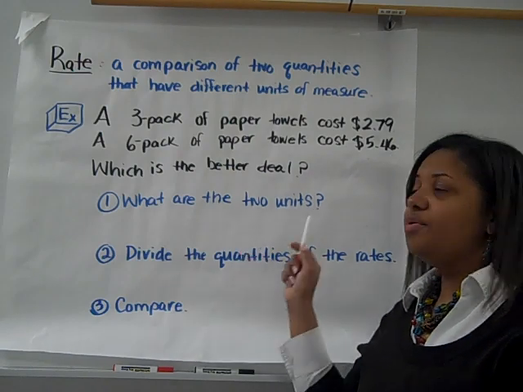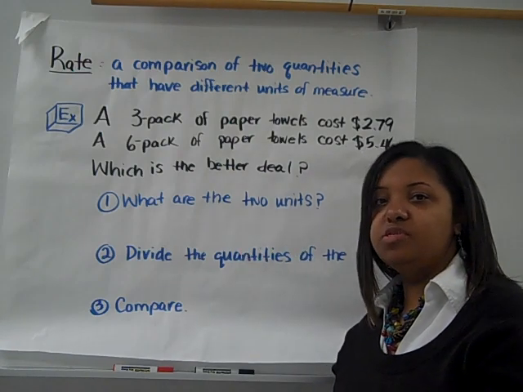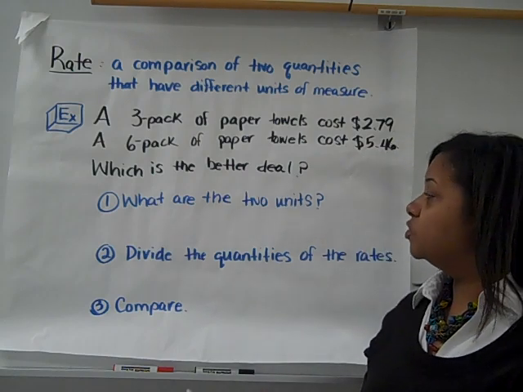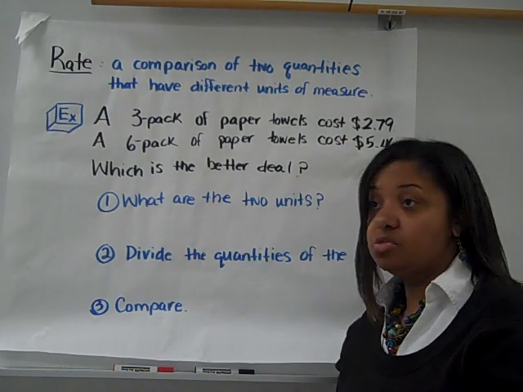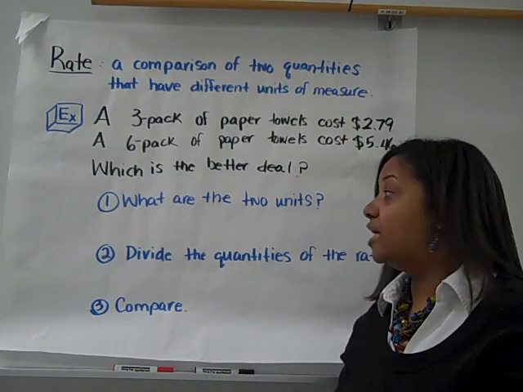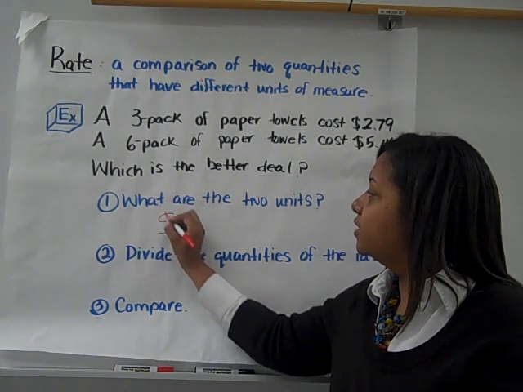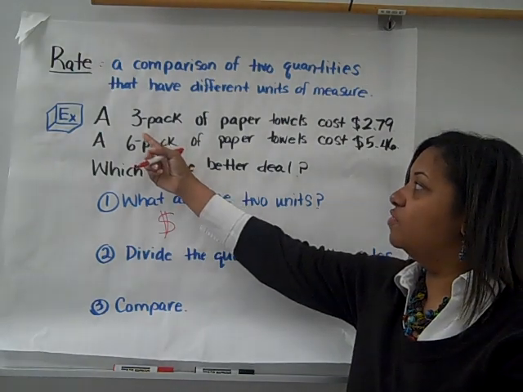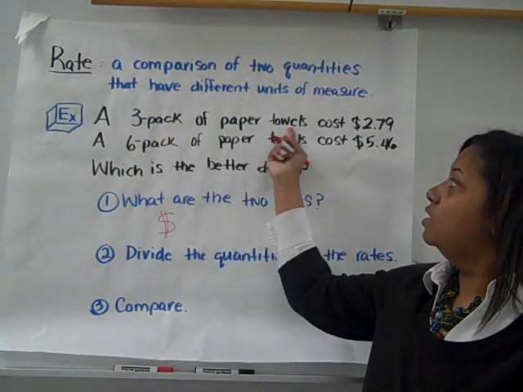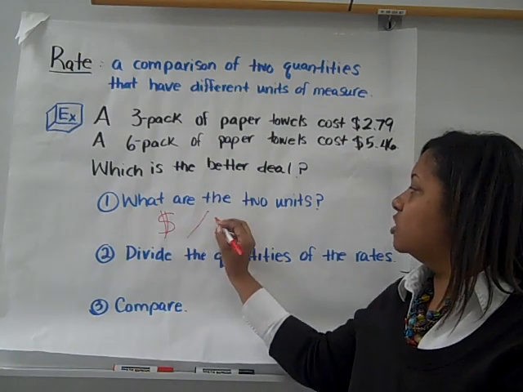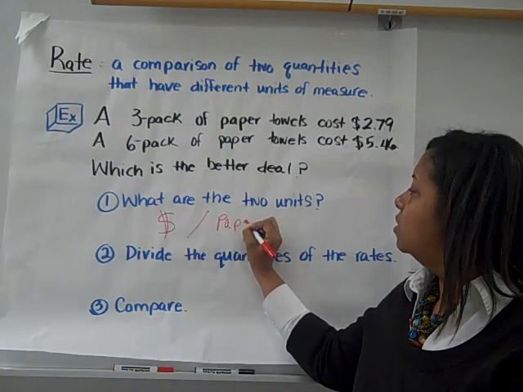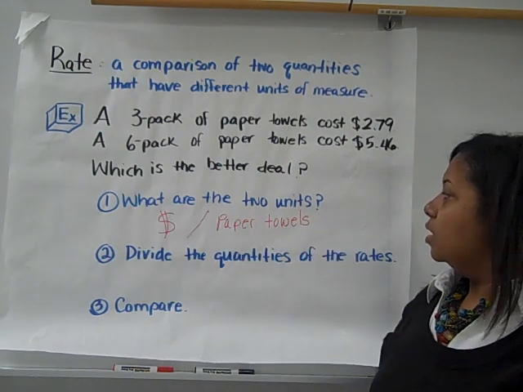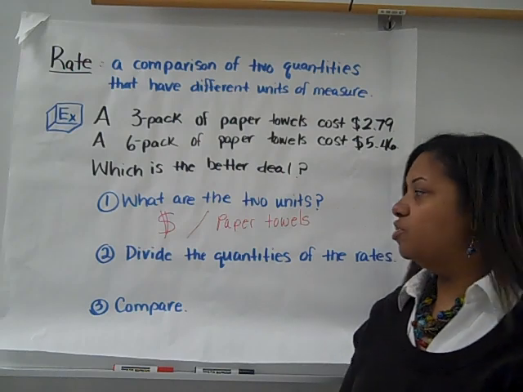So first, you have to identify your units. It's not always just going to be given to you. You have to identify the two parts they're talking about. The two parts we're talking about here, of course, is money. That's always the one that kind of stands out. So money, and I'm just going to put a $ sign. And the other one you're comparing, just because you have a 3 in front of it doesn't mean that the other one is pack. It's your paper towels. So money versus paper towels.